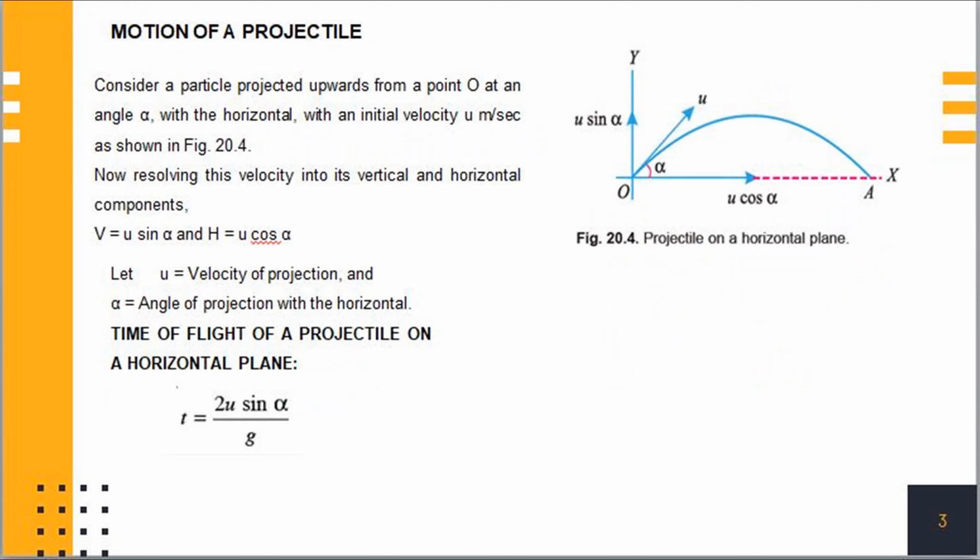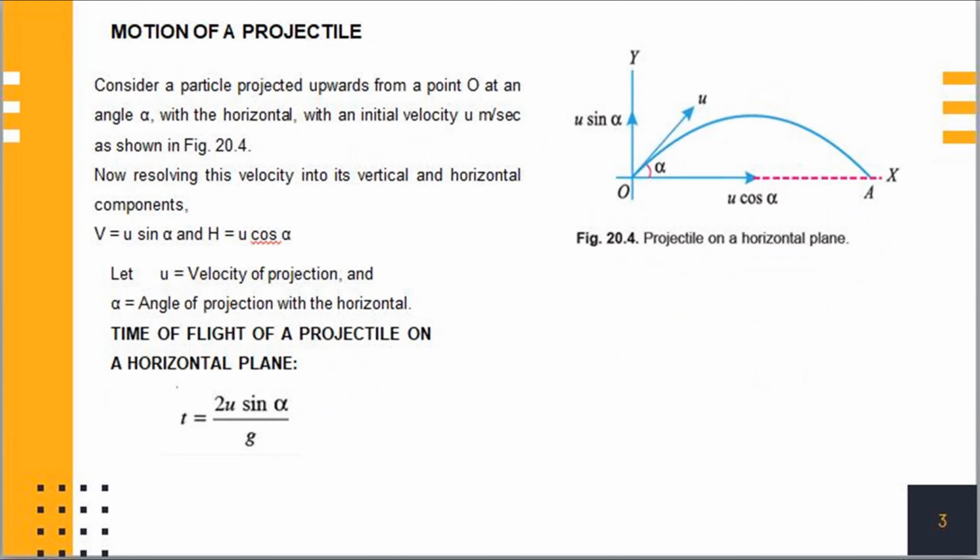Motion of a projectile. Consider a particle projected upwards from a point O at an angle alpha with the horizontal with an initial velocity of u meter per second, as shown in the figure. Now, resolving this velocity into its vertical and horizontal components, we get vertical component v is equal to u sin alpha and horizontal component h is equal to u cos alpha.